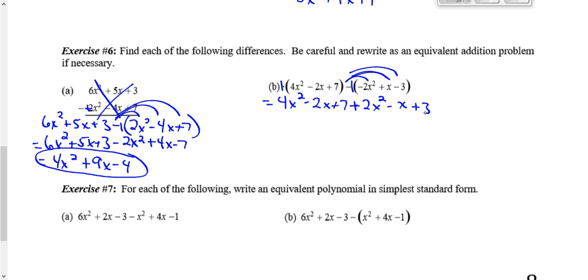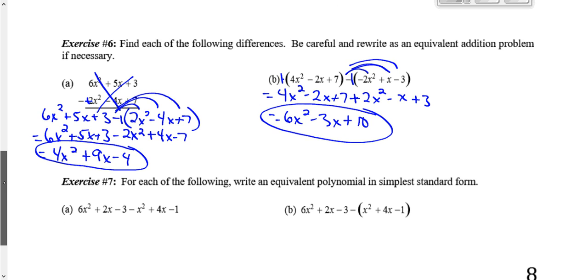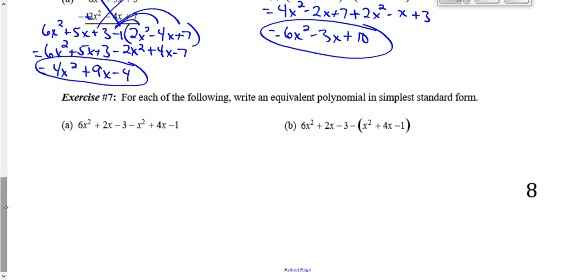Okay, combine like terms, everybody. 6x squared minus 3x plus 10. 2x, yep, minus 3x plus 10. Okay? You with me? Okay, these last two, you're just going to rewrite them in simplest standard form. So you're going to combine like terms and get them in standard polynomial form, highest exponent term to lowest, okay? So you all take a minute and do these.